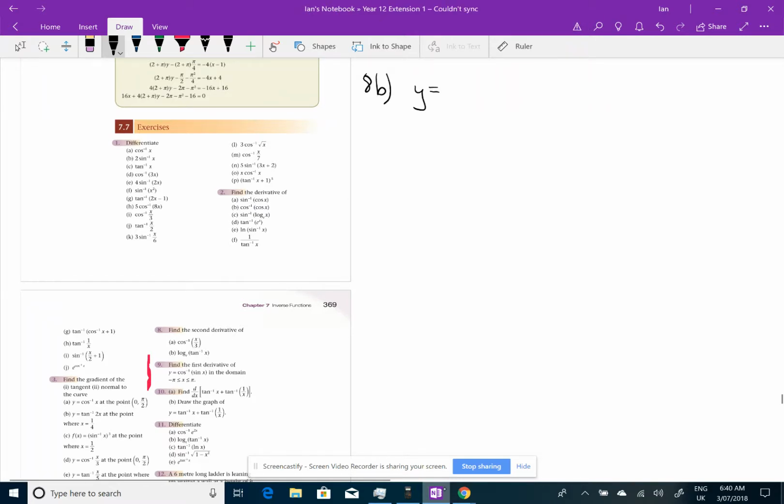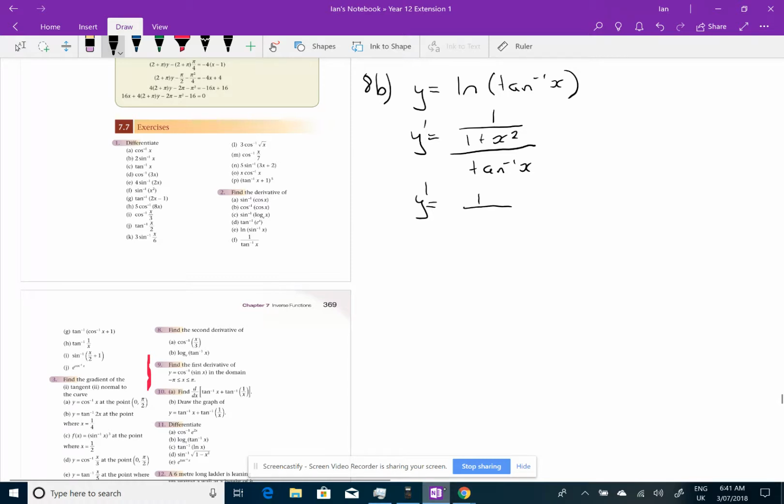Let's take y equals ln tan to the minus 1 x. Well, to find the derivative, we're finding the derivative of the log. It's the derivative of the function over the function itself. So the derivative of inverse tan x is 1 on 1 plus x squared, over the function itself, which is inverse tan x. Well, let's write that all as one thing, and that's y dash.